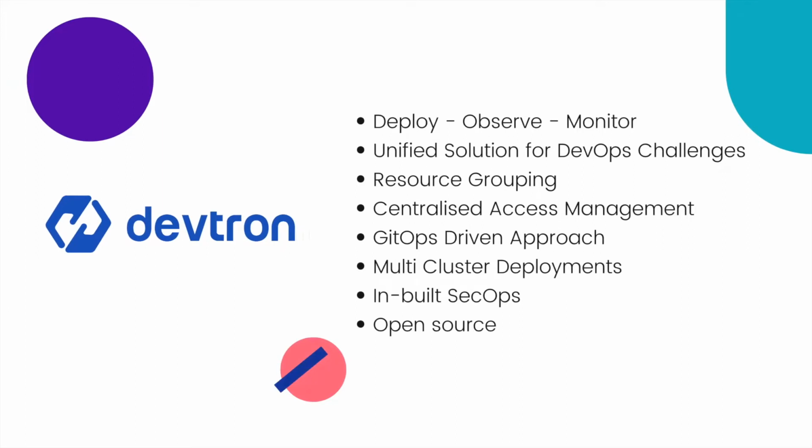For deploying the entire MERN stack, we will be using Devtron. So why do we need Devtron exactly? Devtron is basically a tools integration platform for Kubernetes. It manages the entire lifecycle of your applications over Kubernetes. It helps you to deploy, observe, and monitor all those solutions under a simple unified dashboard. It provides a lot of different features like resource grouping of your Kubernetes resources, centralized access management, which is a very big pain in the cloud native ecosystem, and a GitOps driven approach so that you don't have to go ahead and deploy Argo CD or Flux for managing the GitOps thing. It is already integrated with Devtron.